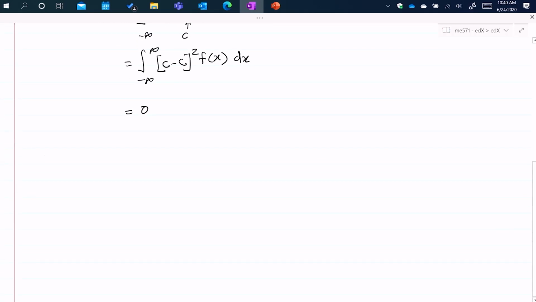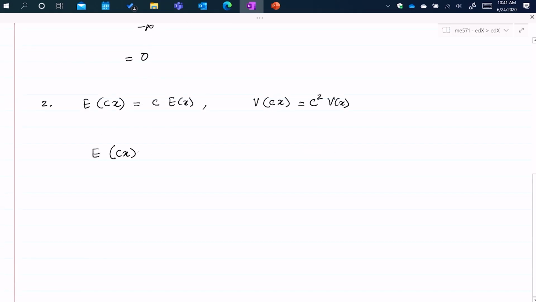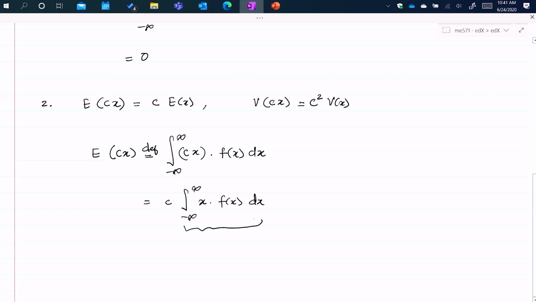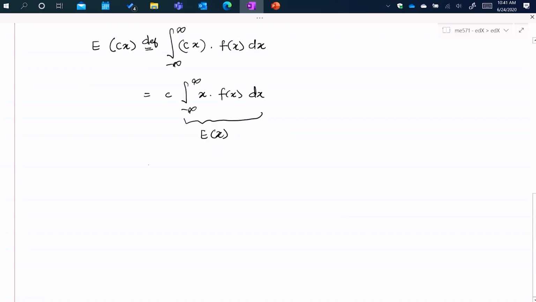Let's move on to the second relationship. The second relationship is that expected value of a deterministic constant c times random variable x is equal to c times the expected value of x, and variance of c times x is c squared times variance of x. Expected value of c times x, by definition, is the integral going from minus infinity to plus infinity of the quantity, which is c times x, times PDF f of x dx, which is c times the integral of x times f of x dx. This quantity we recognize as expected value of x. Therefore, expected value of c times x is c times expected value of x.